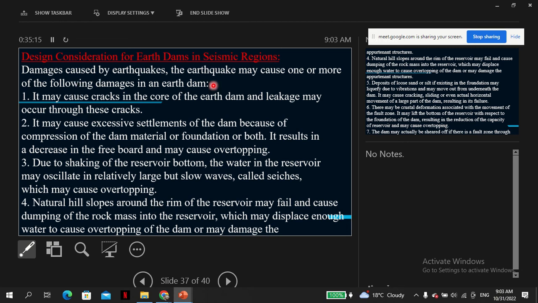Damages caused by earthquakes may cause one or more of the following damages in an earth dam. It may cause cracks in the core of the earth dam, and leakage may occur through these cracks. This is important, and you need to be aware, because a few years ago there was an earthquake in Tanzania, and the tremors were felt even in Nairobi.